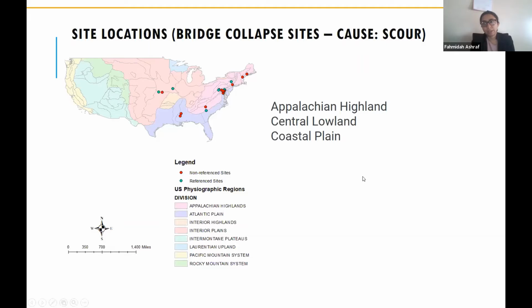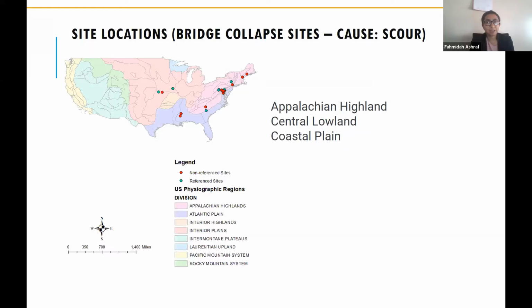So the only database for the United States we have is from New York Department of Transportation. They are the only department who collect data on hydraulic bridge collapse or any hydraulic collapse, and they are willing to share the data. So from my literature review, no other department does this, or even if they do that, they don't share with the public. So I contacted New York Department of Transportation for their bridge collapse database. Most of the data they recorded fall within the Appalachian Highland, Central Lowland, and Coastal Plain.